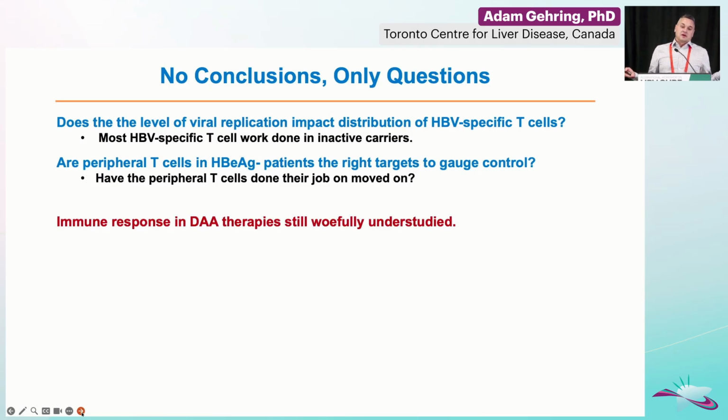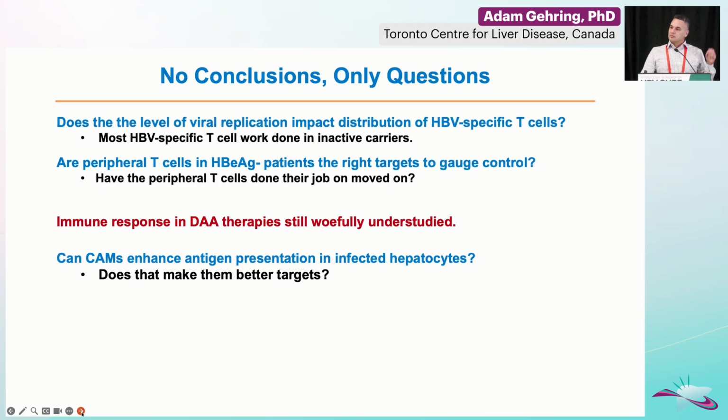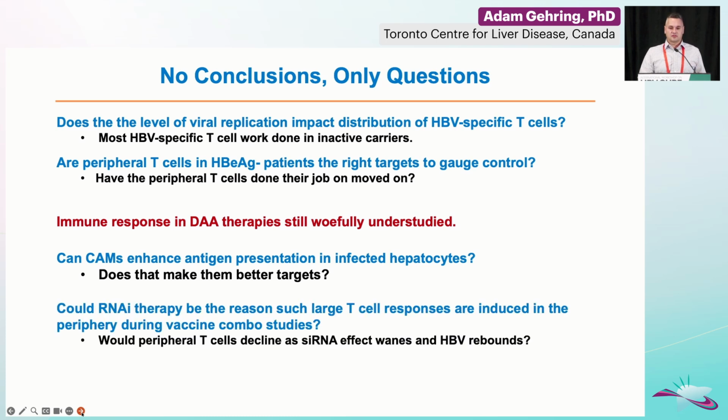And so, I put this in red just to highlight it again, but we know that the immune response hasn't been really studied particularly well in the DAA therapies. And I presented just a couple of examples, but you can start to apply this to different strategies and different things that we can talk about in the discussion. The CAMs, they could enhance antigen presentation in infected hepatocytes. And does that make them a better target? And is that the reason for the surface antigen decline? And then this concept of the RNA: could the RNAi therapies be the reason for such?